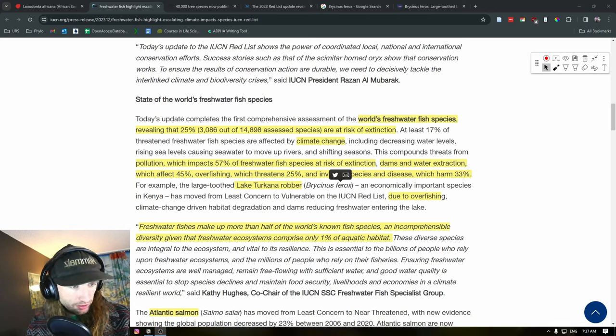So if we look at the causes, 57% are affected by pollution, 17% are affected by climate change, 45% are affected by dams and water extraction, 25% are affected by overfishing, and invasive species and disease harm 33%.